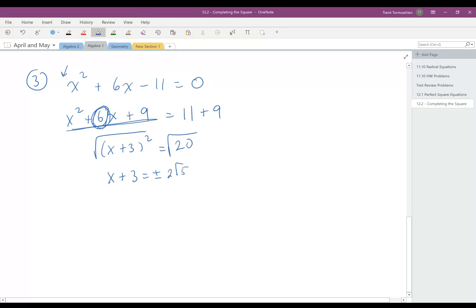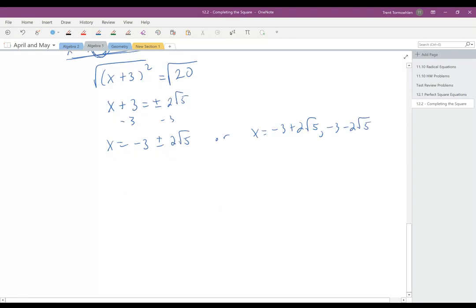And then finish by solving for x by subtracting 3 and realizing that there are two answers. You can either write them as -3 plus or minus 2 root 5, or you could write your answer as x equals -3 plus 2 root 5, -3 minus 2 root 5 as your two answers to this equation. A couple more examples.